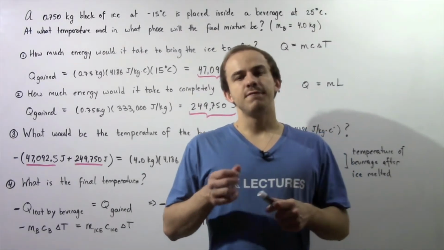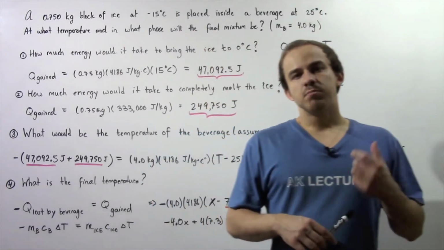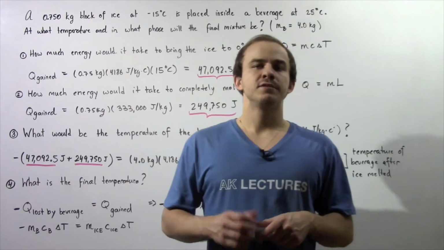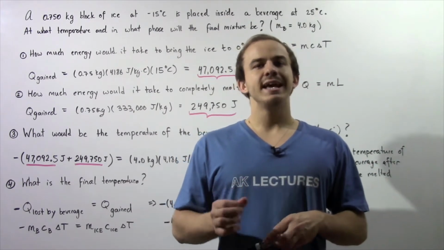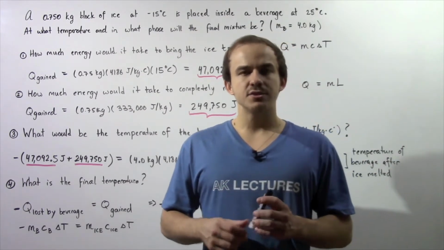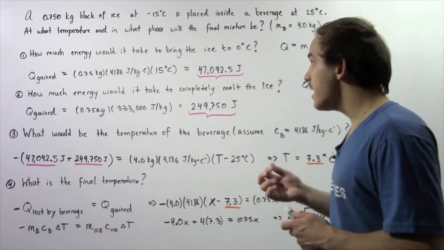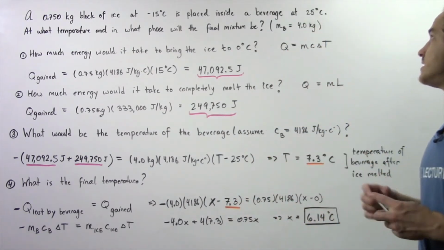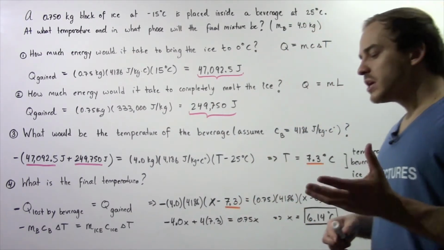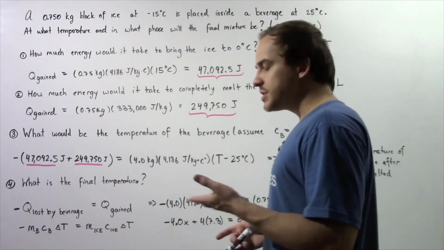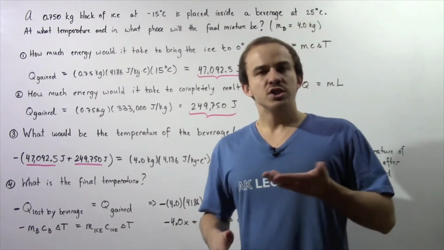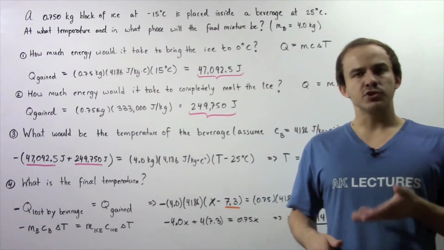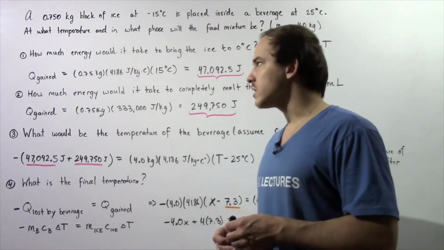So let us look at the following example. Suppose a 0.75 kilogram block of ice at negative 15 degrees Celsius is placed into a beverage that is at 25 degrees Celsius. So let's assume the beverage is composed mostly of water so that the specific heat of the beverage is the same as that of water.